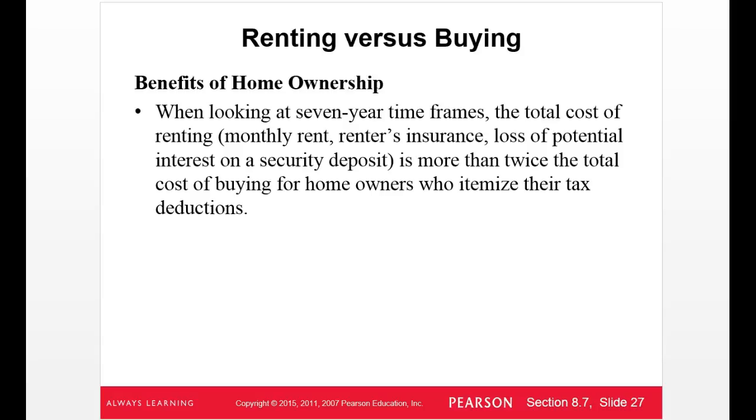All right, and then 7-year time frames, when you're talking about beyond that 2 and 3 years that we talked about before, the cost of renting. When you talk about rent, renter's insurance, and the loss of interest and a security deposit, all that stuff typically grows to more than twice the cost of buying a home. So renting, especially nowadays, is so expensive. If you can afford to buy, it usually is in your best interest.